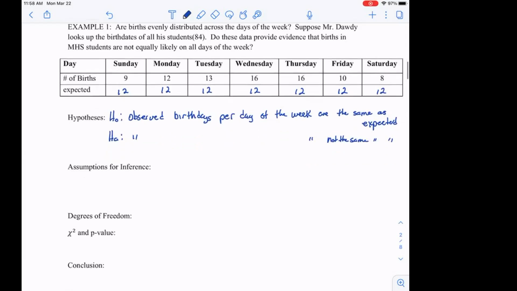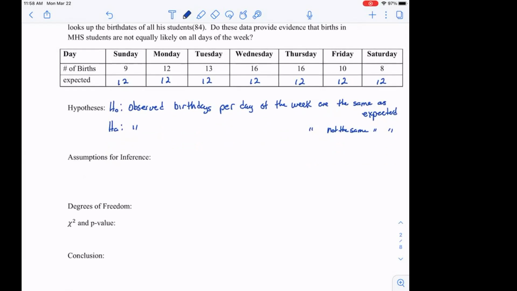Alrighty. My assumptions for inference. Number 1, you remember what it was? Oh, we could do random. Sorry, I already started. Number of categories is greater than 1. How many categories do we have? We have 7 categories, 1 for each day of the week.